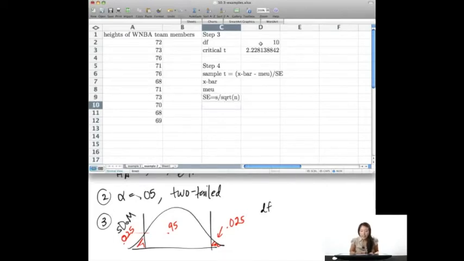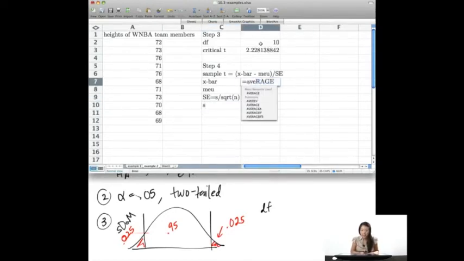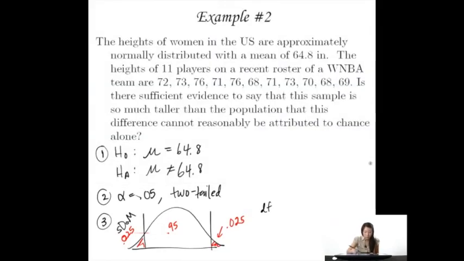I like to write all these things down because it helps me figure out what we need. It's like a shopping list, you know? So here, I definitely know I need s. So now that I have written all these things down, I could just calculate them. So I need the average. I also need the mu, which I already know from the problem, 64.8.